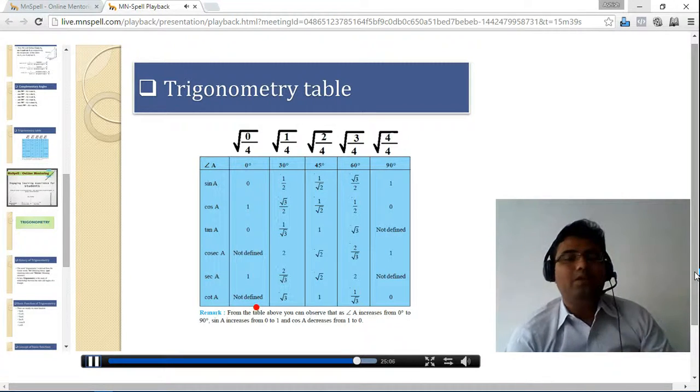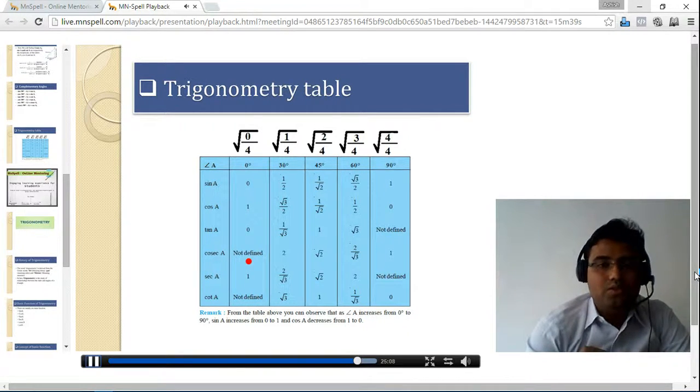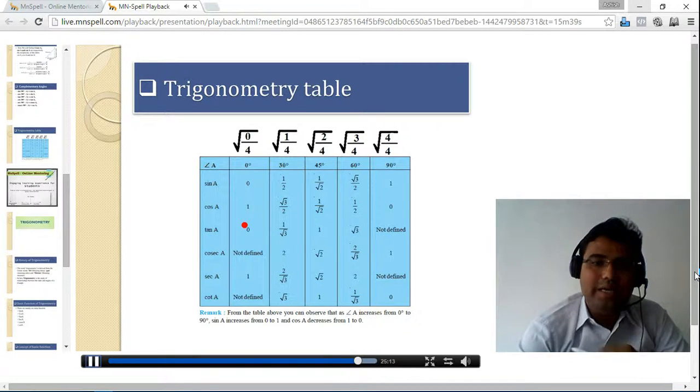We cannot define it. Now take the value of cot A. Whatever the value that we have for tan A, take the reciprocal of that and it will give you the value of cot A. So tan 0 is equal to 0, take the reciprocal of that, and it will give the value of cot 0. So 1 upon 0 is undefined. We cannot define it, so it will be infinity. Now cot 30. We have the value of tan 30 as 1 upon root 3. Take the reciprocal of that, so it will be root 3.